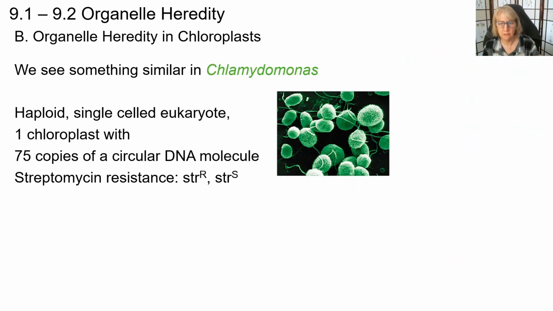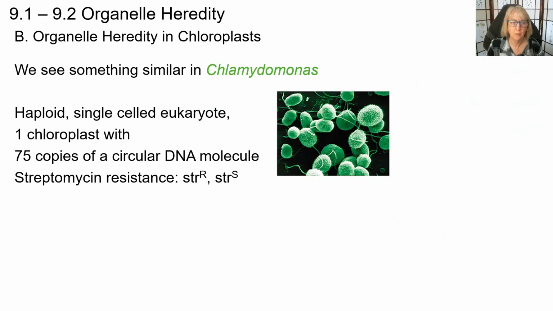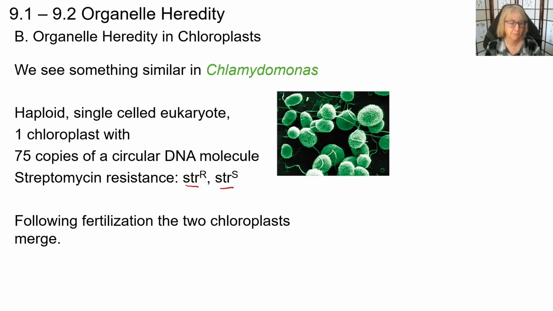This haploid single-celled eukaryote has one chloroplast. But in that chloroplast, there are 75 copies of a DNA molecule. So I'm going to add one gene onto the DNA molecule of the chloroplast inside the Chlamydomonas. This DNA molecule inside the chloroplast actually confers antibiotic resistance to streptomycin. I'm not making this example up either.